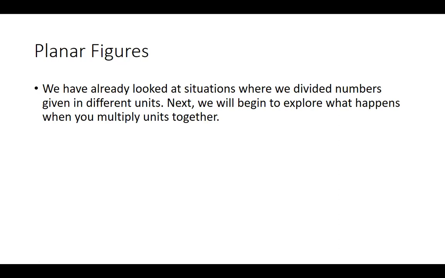We've already looked at situations where we divided numbers given in different units. Next, we will begin to explore what happens when you multiply units together. And we kind of had a little preview of this in a prior section. For instance, feet times feet, I said were feet squared, just like x times x would be x squared.